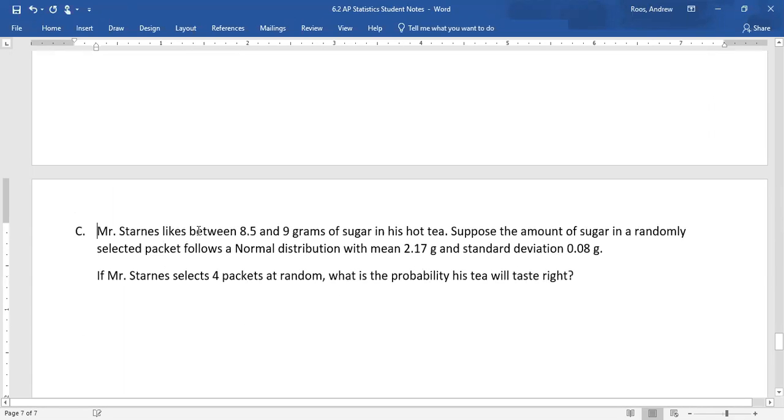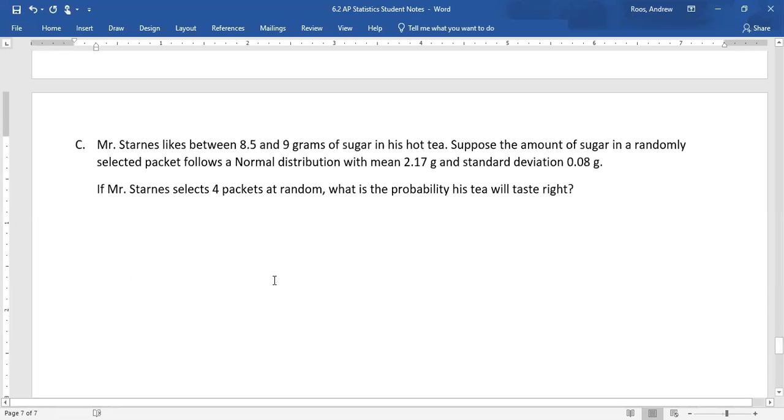If you're good after those two, you can just bow out of this video. Otherwise, we'll power through another one here. Mr. Starnes likes between 8.5 and 9 grams of sugar in his hot tea. Suppose the amount of sugar in a randomly selected packet follows a normal distribution with a mean of 2.17 grams and a standard deviation of 0.08 grams. He's going to select 4 packets at random. What's the probability that his tea will taste just right?